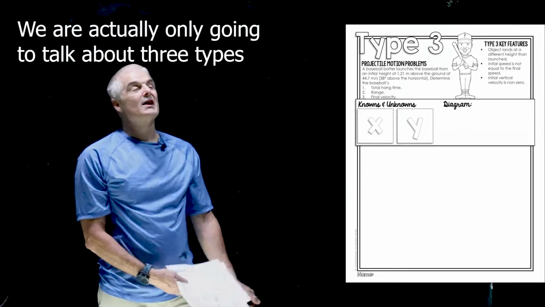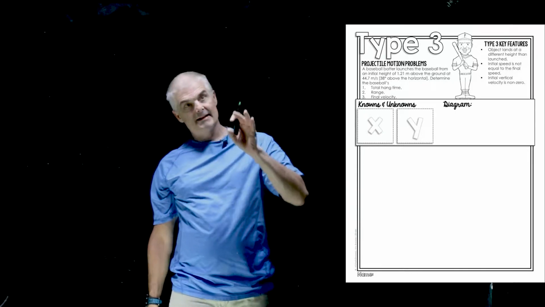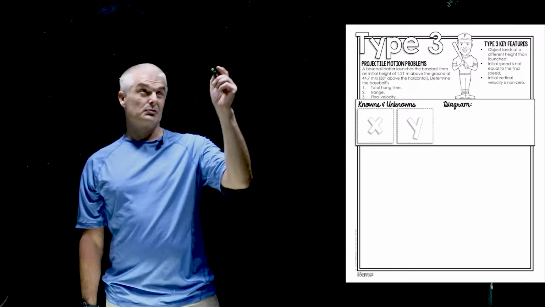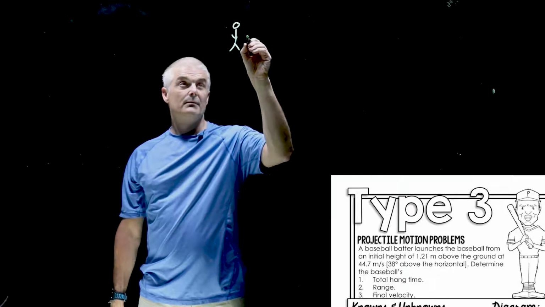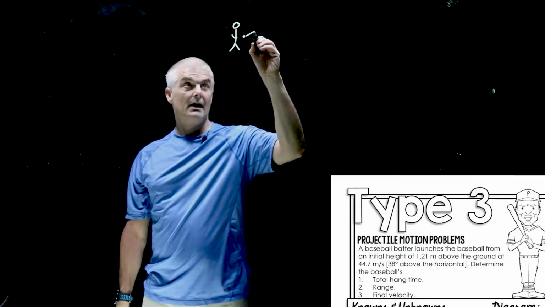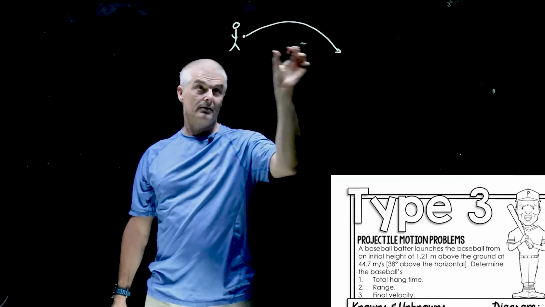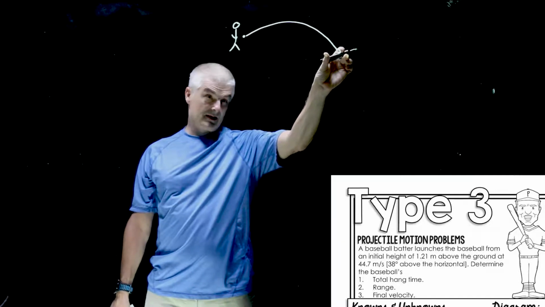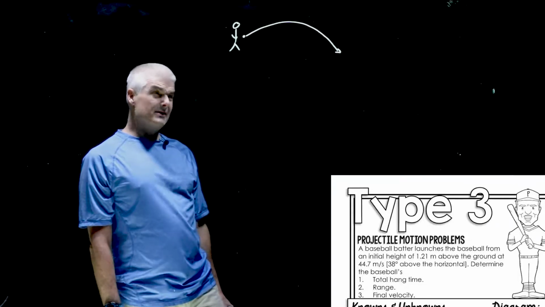In this case, we're going to be launching a projectile, but the height that it lands will be different than the height that it started. So a classic example, this would be a baseball player. The baseball player hits the ball at a height, and it lands on the ground at a different height. He hits it at a meter, and it falls some further distance. So that's the classic part of this type 3 problem, where we have a different height.